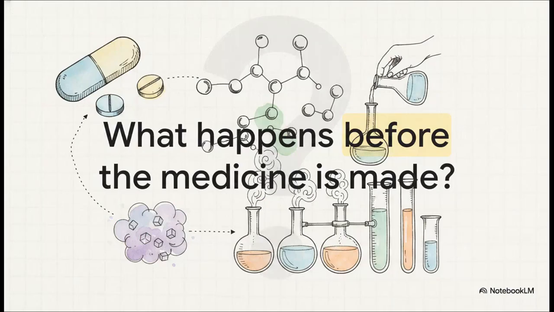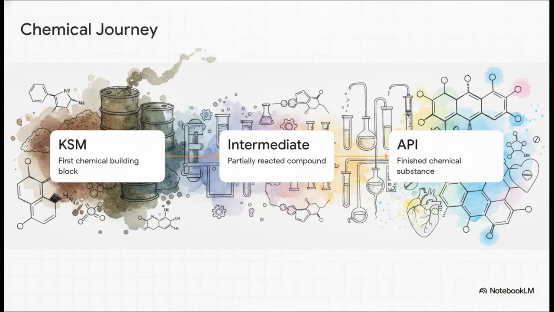Okay, so let's think about what actually happens before the medicine is made. I mean, everyone knows what a pill is, and hey, some of you might even know about the active pharmaceutical ingredient, the API, which is the actual chemical doing the healing. But there's this absolutely crucial, pretty much invisible step right in the middle of that creation process, and honestly, it rarely gets talked about. To really grasp this, I want you to think of drug manufacturing in 3 distinct phases.